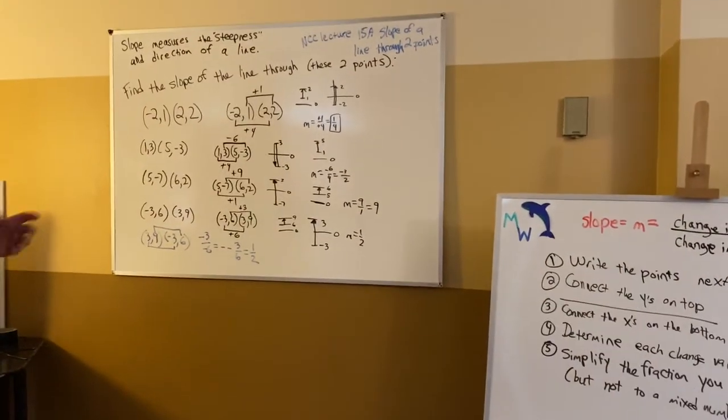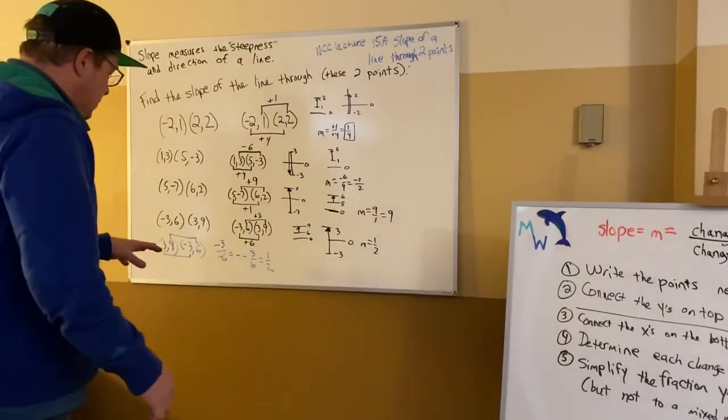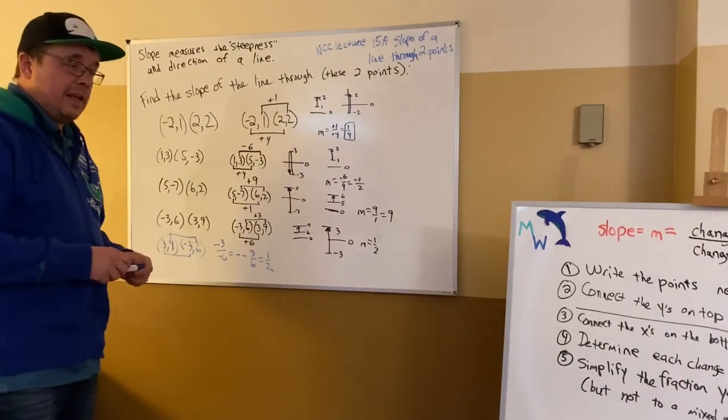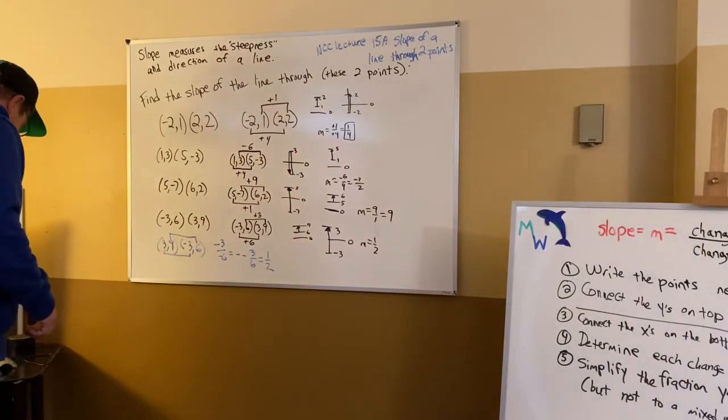You might think, oh, I guess it worked that one time. It works every time. So if you get the points in a different order, you might have more negatives or different negatives to deal with, but the answer will be the same.